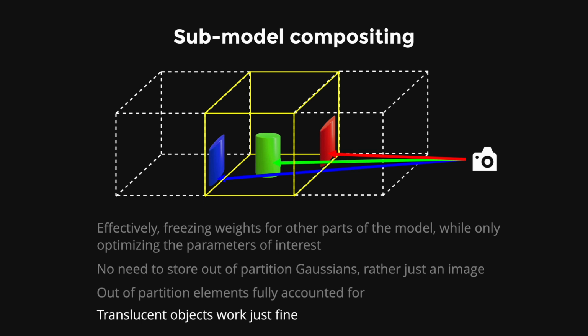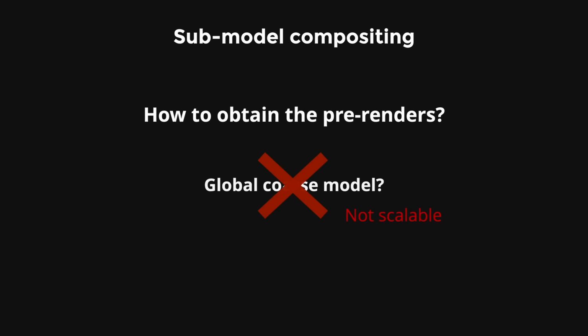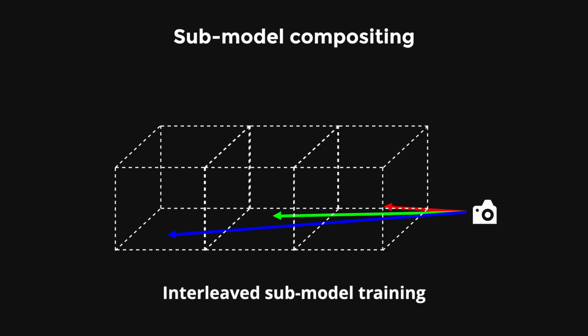However, the question remains on how we can get the pre-renders of other partitions if we're only starting with one partition. We would not want to use a global coarse model for this because of the scalability issues we previously mentioned. To solve this problem, we propose using interleaved submodel training. Instead of fully training each submodel sequentially, we will switch which partition we're actually optimizing on a predetermined interval. By doing so, each model builds up a better and better picture of how its neighbors look over time.